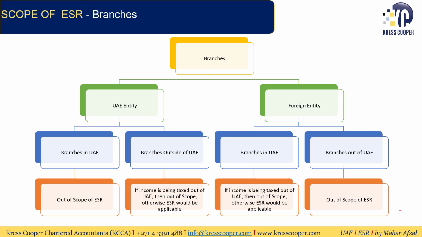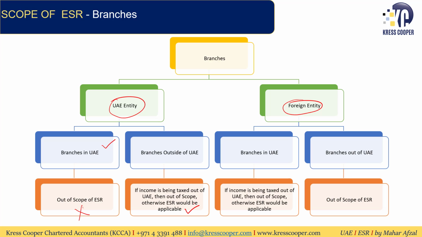We discussed the branches as well. We said there is a possibility that the UAE entity has branches or a foreign entity has branches. If a UAE entity has branches in the UAE, they are out of scope of ESR, as we had already discussed. If the branch is outside of the UAE, then we need to look into this. If the income is being taxed outside of the UAE, then it will be out of scope, otherwise it will be subject to ESR in the UAE.